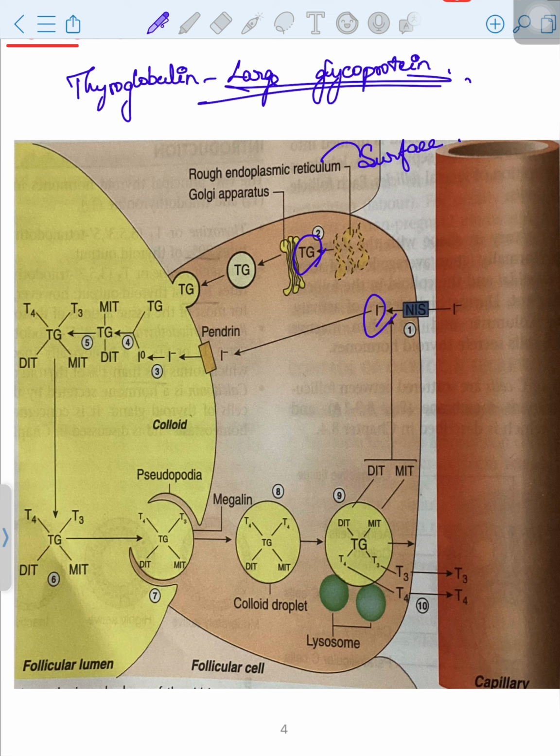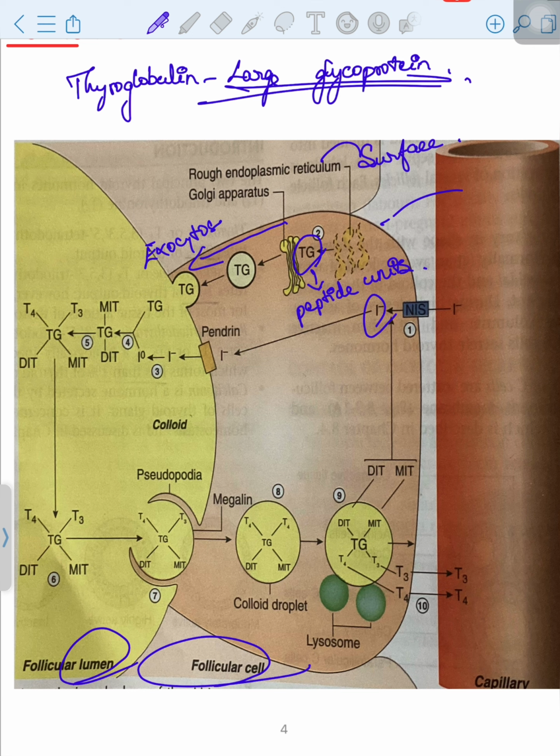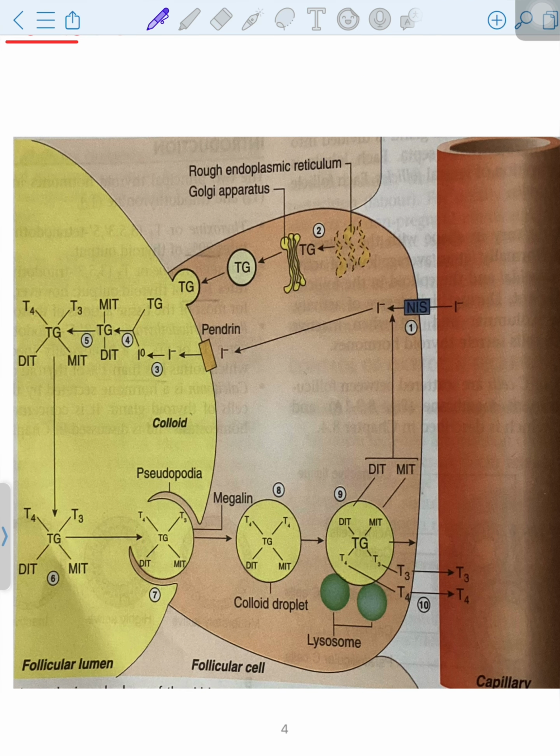And this thyroglobulin is not secreted in a protein-like form. It is secreted as individual peptide units. These peptide units get secreted in the follicular cell near the basal membrane and move towards the apical membrane. It enters the lumen of the follicle by exocytosis, and this exocytosis is assisted by an enzyme called peroxidase, a very important enzyme. So now the thyroglobulin has entered the lumen of the follicles.